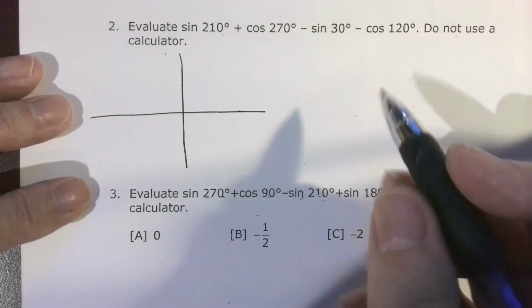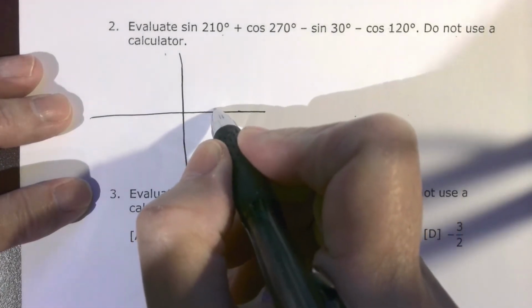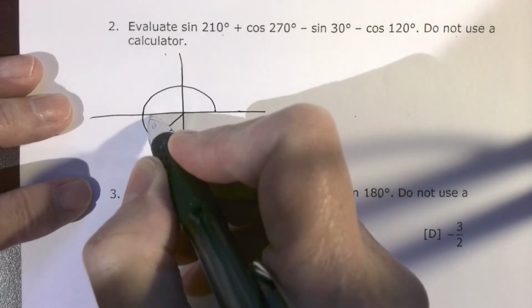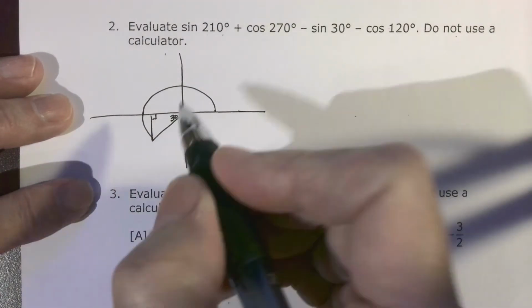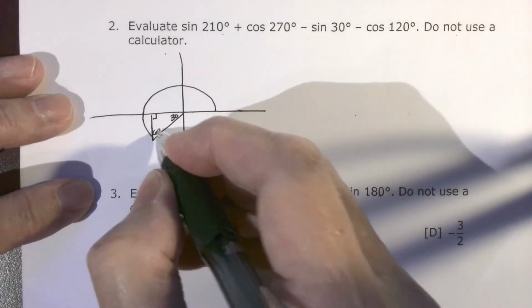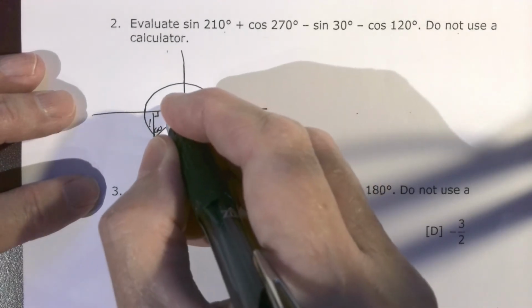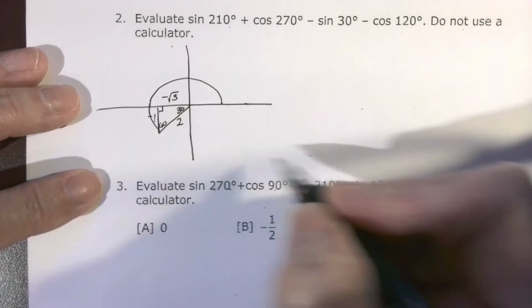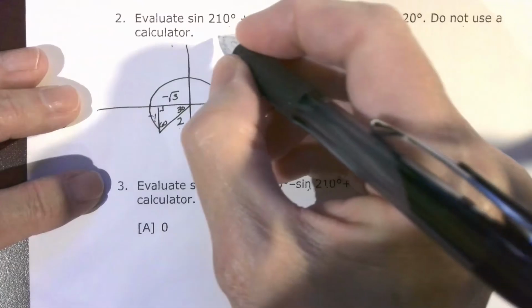So if we're talking a 210 degree angle, then it's going to go 180 plus another 30, and that would give you 210. So you're talking a 30 degree angle right here. Of course that means that's 60. So across from this angle is a 1, this one's a square root of 3, and this one's a 2. But in this quadrant, these are both negative.